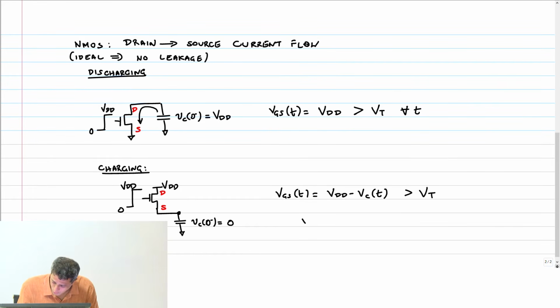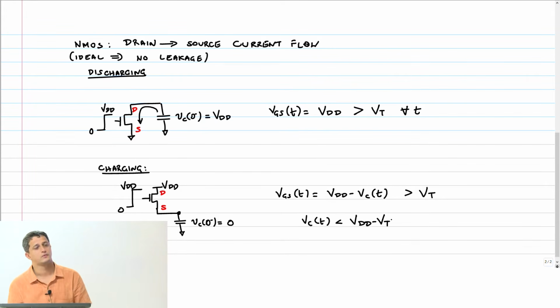So what is the maximum value of capacitor voltage that this can reach? It has to be VDD minus VT. So if I use an NMOS transistor to charge a capacitor, at most I can charge it up to VDD minus VT. Now of course if there is leakage current, this will continue to charge, but that will charge so slowly that it's not going to be useful for me. It needs to happen quickly. In the on current, it needs to charge the capacitor to VDD for me.